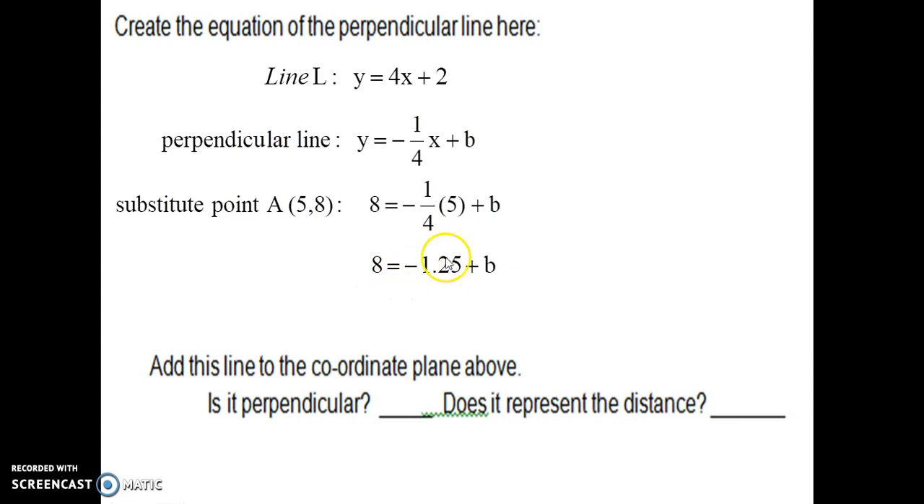Then I'm going to add 1.25 on both sides. And I have b equals 9.25. So now I can rewrite the equation of this perpendicular line right here, because now I know the b value. So here is the perpendicular line. And this is the perpendicular line that will pass through this point. So y = -1/4 x plus 9.25. So let's go back to the graph and see what happens.